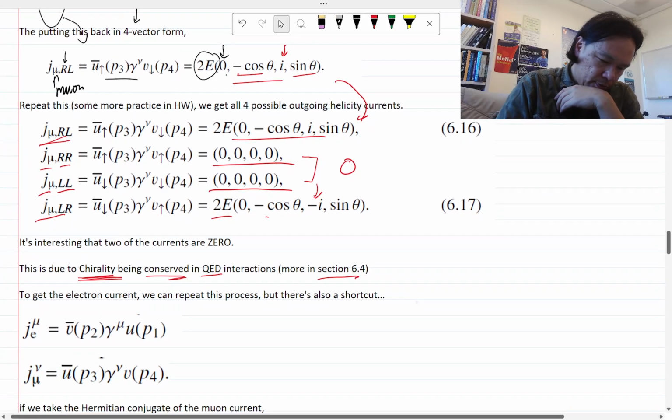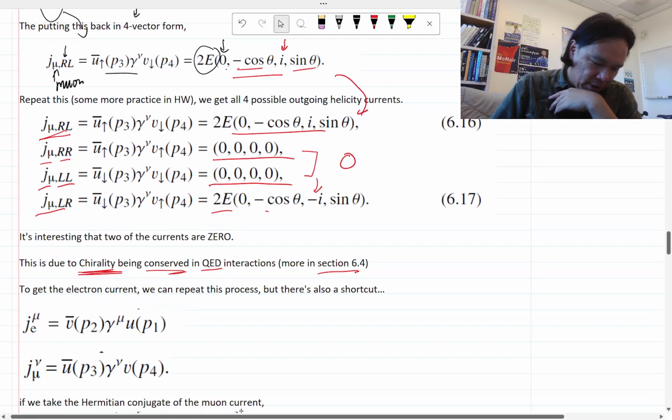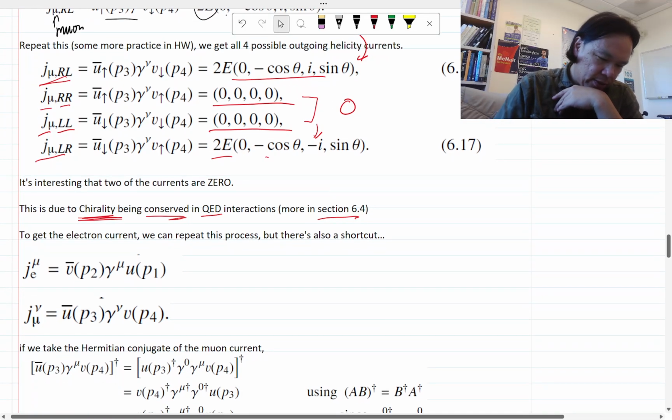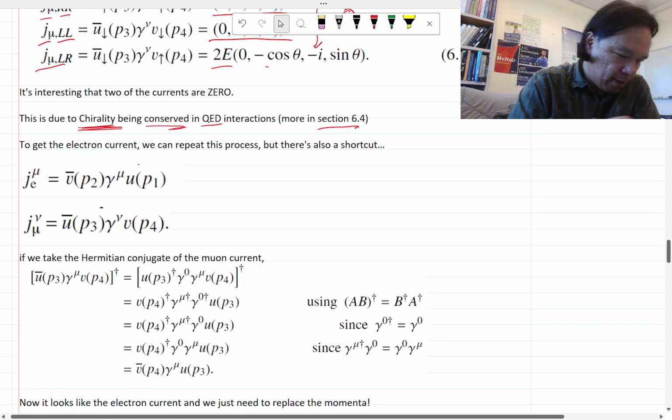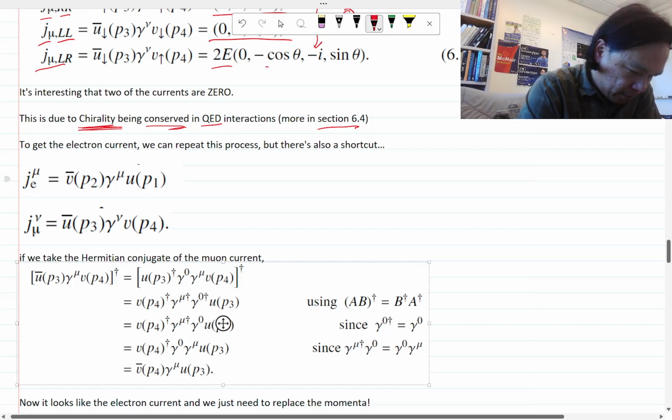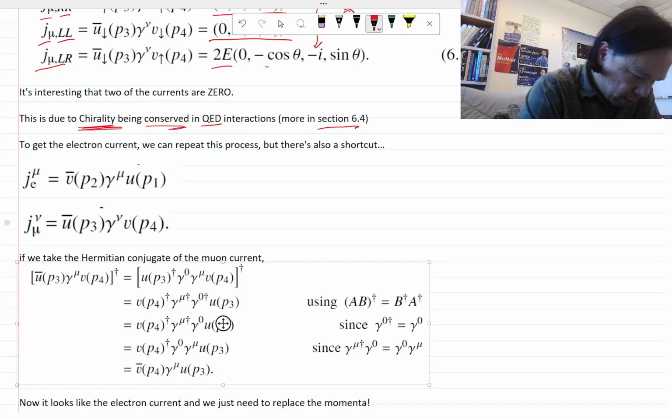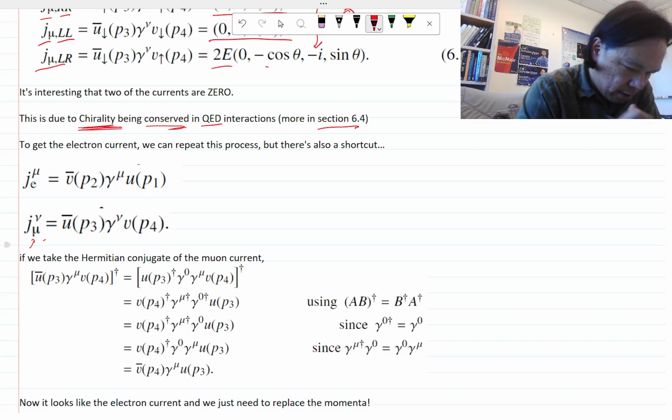So we can do the same thing to calculate all the electron currents, but what we're going to do is a little shortcut, because looking at these currents, the J mu, the muon current, is the one we just calculated. The electron current with the index mu looks very similar to this. The only difference is that this is the antiparticle, this is the particle, this is the particle, this is the antiparticle.